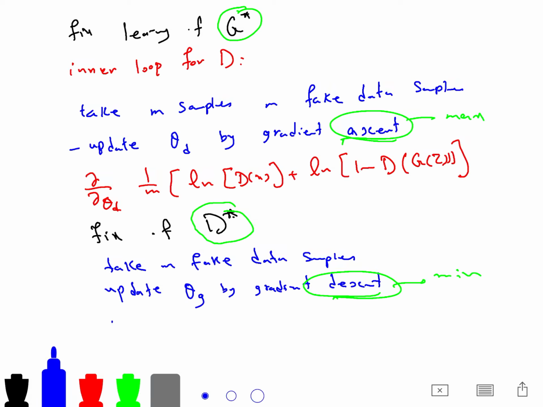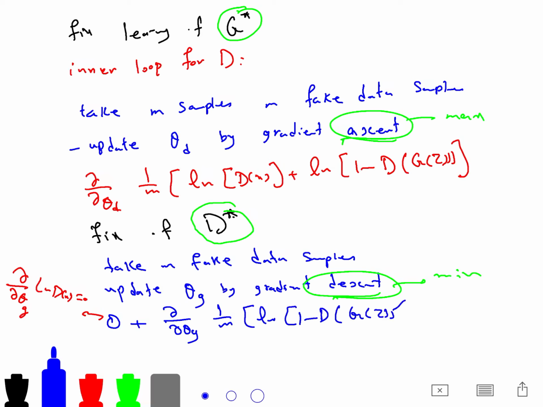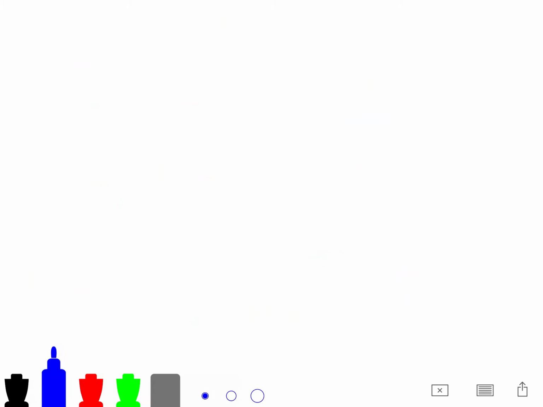And finally, the first term becomes 0, because the derivative with respect to the parameters of the generator neural network of ln of D of x is 0. It doesn't care, it is fixed. And this 0 plus the derivative with respect to the parameters of the generator neural network of 1 over m of ln of 1 minus D of G of z. And that's it. This is the algorithm. So for every k updates of the discriminator, we update the generator once. So this is very important.